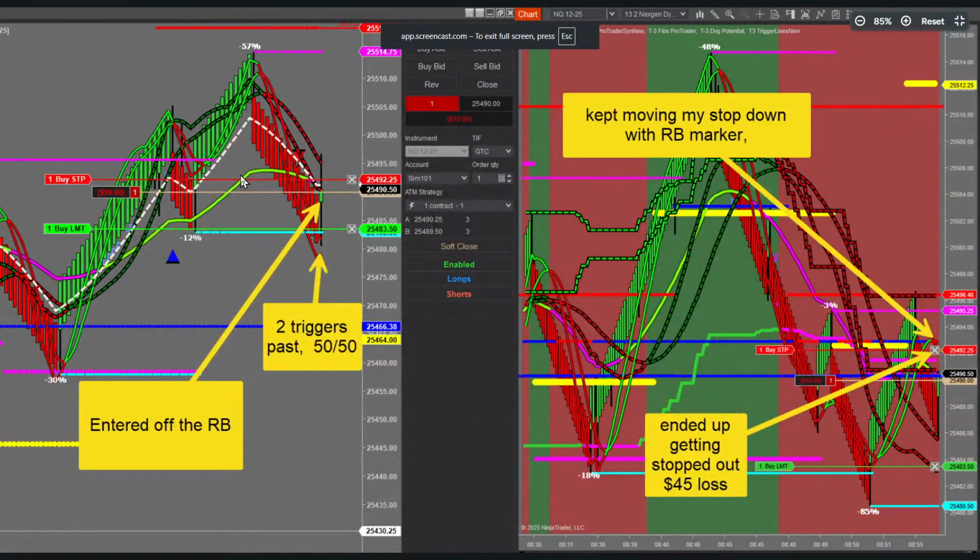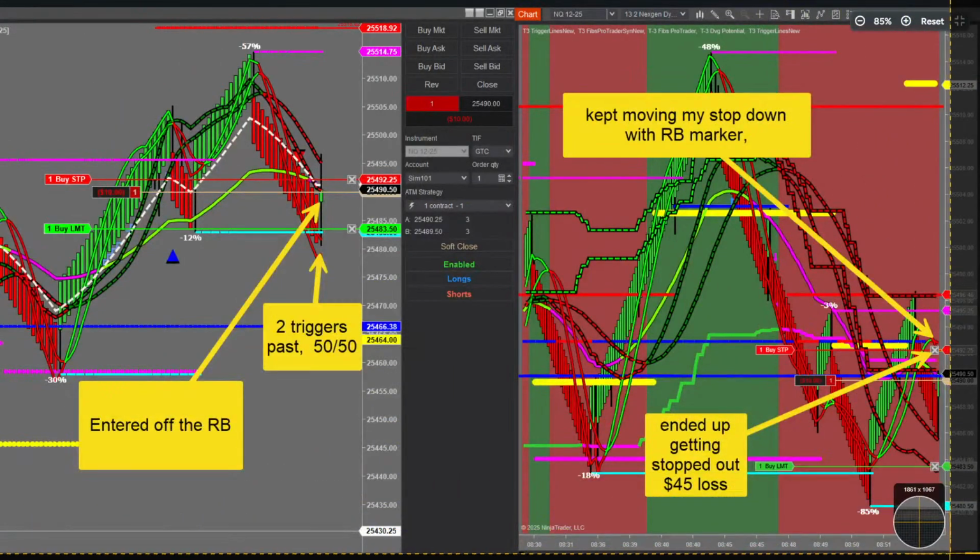All right. And now this one, 2 triggers through. Pull back to the area. I like it. You ended up getting stopped out for a $45 loss. Did you get another divergence? I mean, perfect entry, didn't go beyond the triggers, and it just kind of bounces back up. And that's that 50-50 look. So $45, it's a good look.